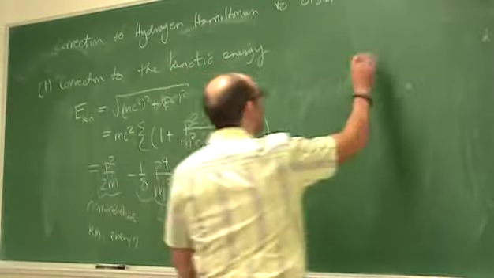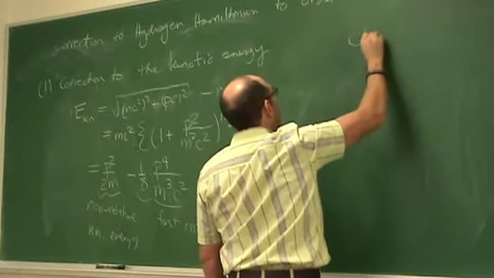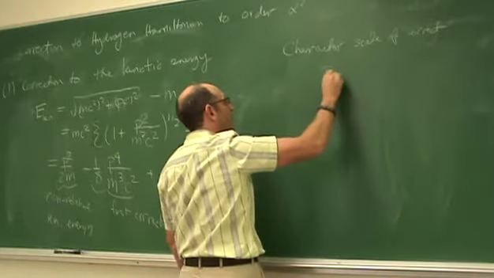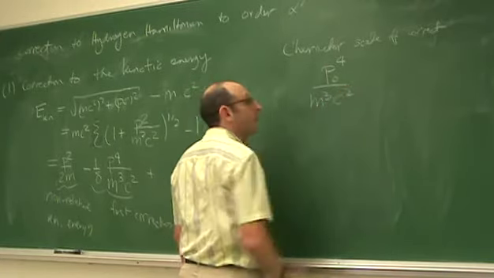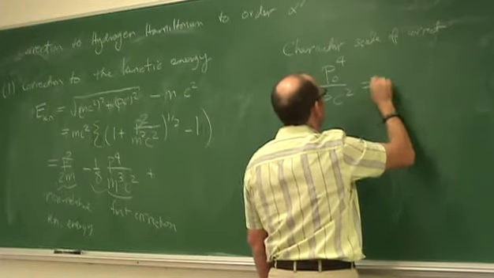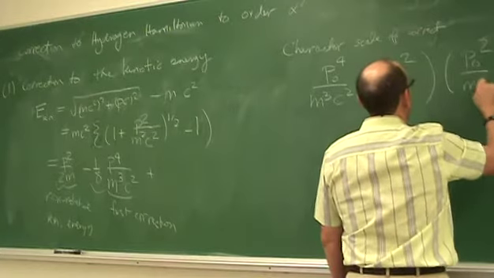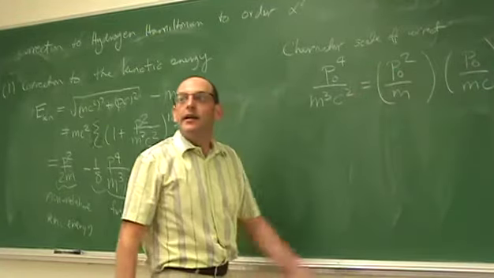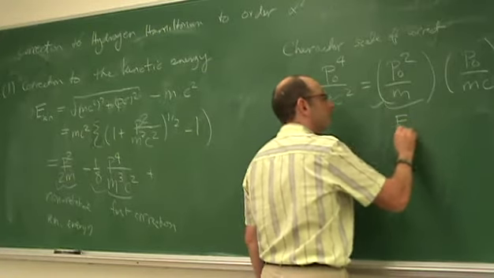Okay? So what's the size of this in characteristic units? Well, there are lots of ways to take a look at that. The characteristic scale of this correction: we would put in for p the atomic unit of momentum to the fourth power, over m cubed c squared, which is equal to, let's write it as p0 squared over m times p0 squared over m c squared. There are so many different ways to do this. This is p0. What is this?